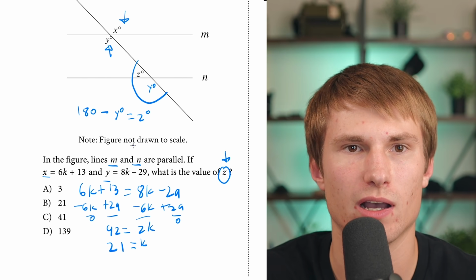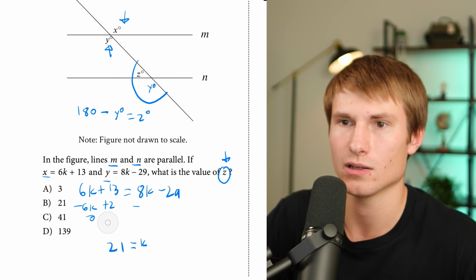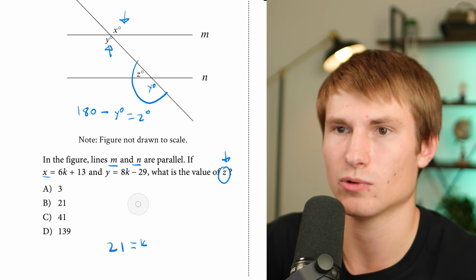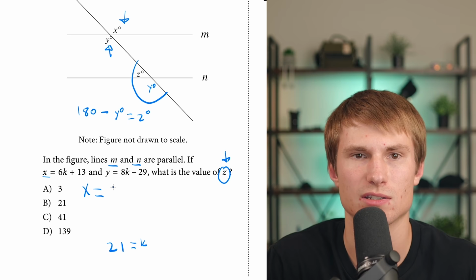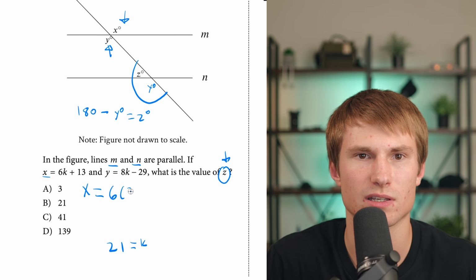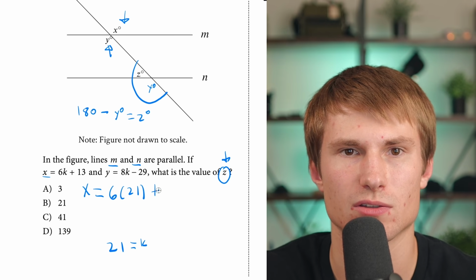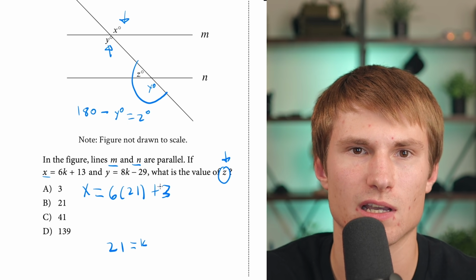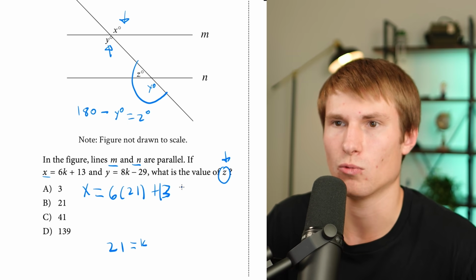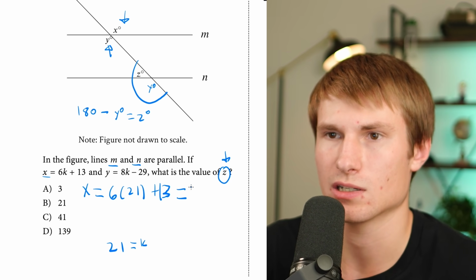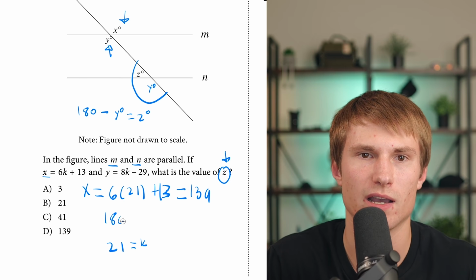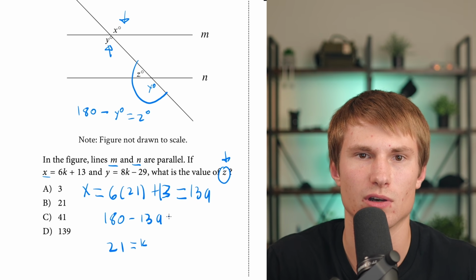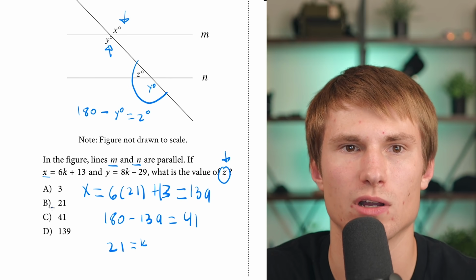From there, we can go ahead and solve for the value of y. All right, so we have k is equal to 21. So we have then the value of, we'll solve for x just because it looks like it's a bit easier. So we'd have the value of x is going to equal 6 times 21 plus 13. Okay, 6 times 21 is going to give us 126. 126 plus 13 is going to give us 139. Then we have to do 180 minus 139 to get the value of z, and that's going to leave us with 41. So our answer there is C.